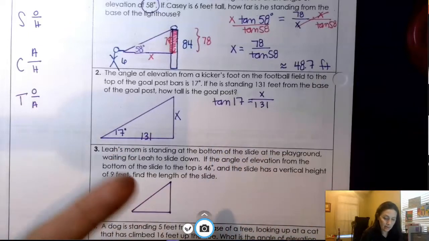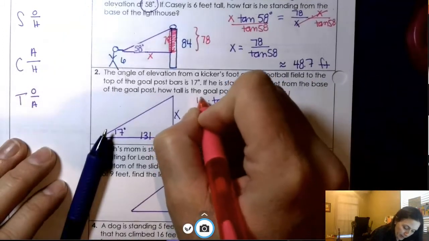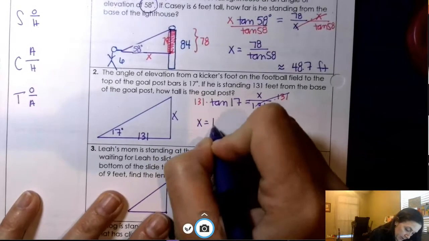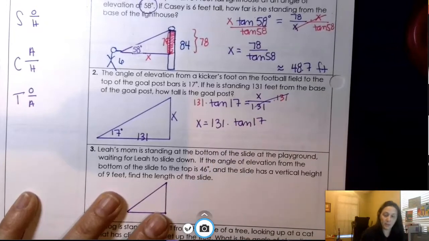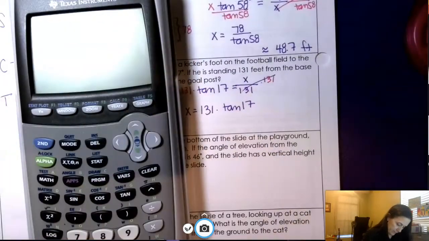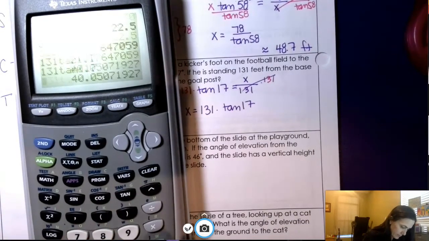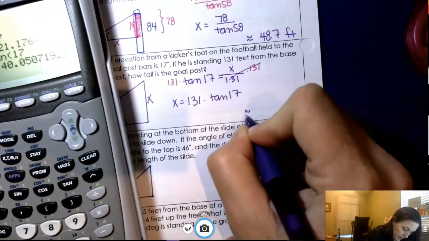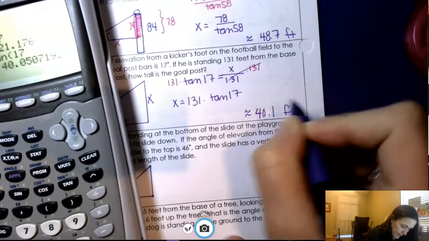This time the x is on the top, which makes it nice because I'm just going to multiply both sides by 131. So x is equal to 131 times tangent of 17. Go ahead, plug that in our calculator. We should get, let's see, 40.05, so that would be 40.1 feet, if we're going to approximate.